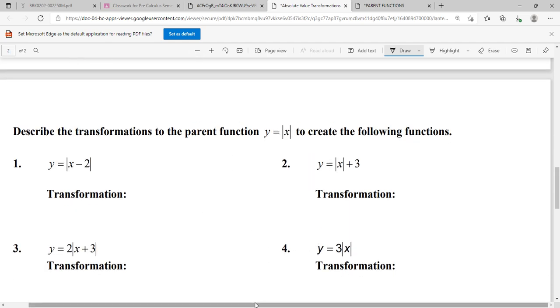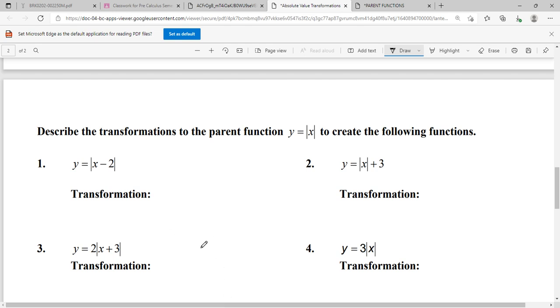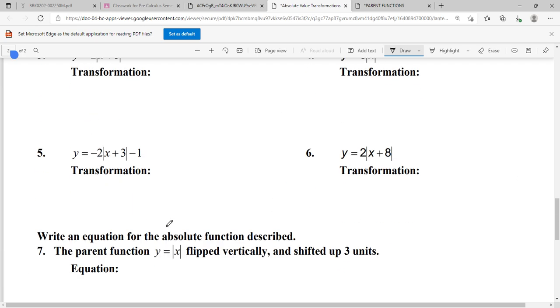Describe the transformations to the parent function. This one, we're just going to move, not left, but we change it, so this is our left-right transformation. So we would move right 2. This one, this is our up-down, right, because that's our k value, right? This is our h value, horizontal. This one we're going to move up 3. Easy peasy.